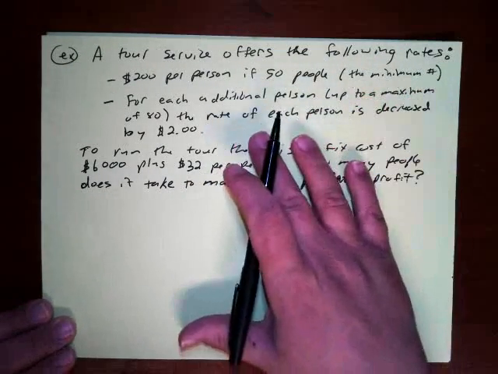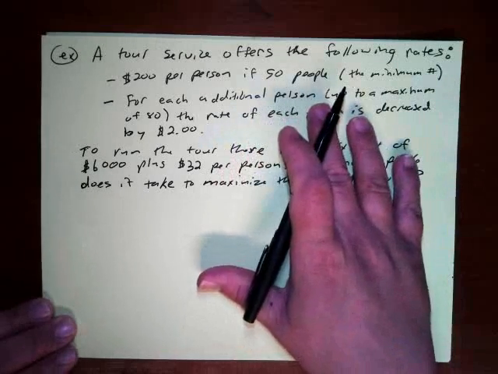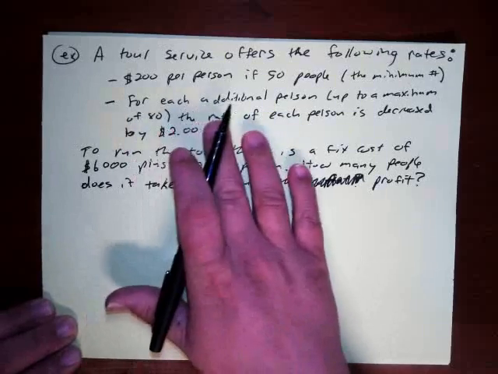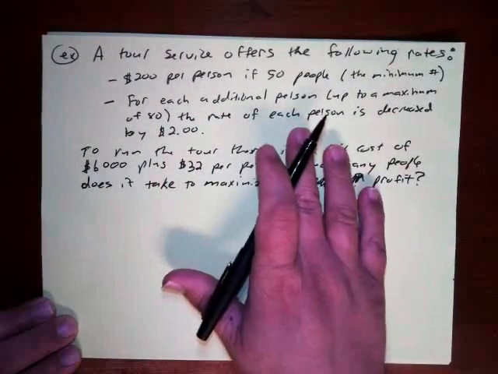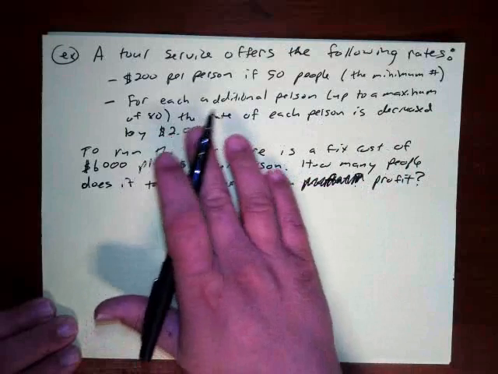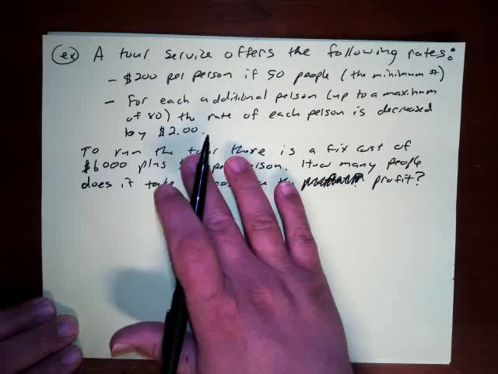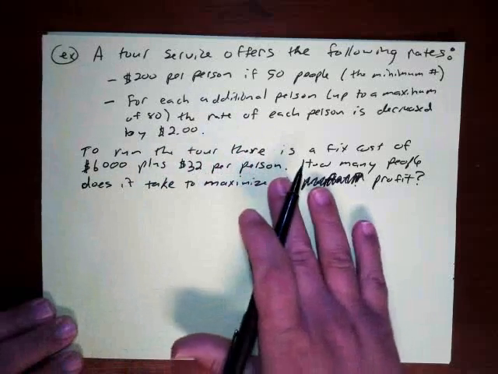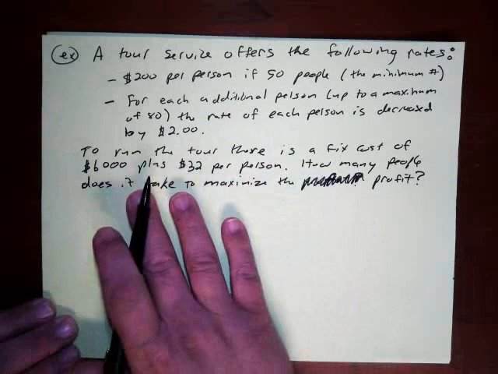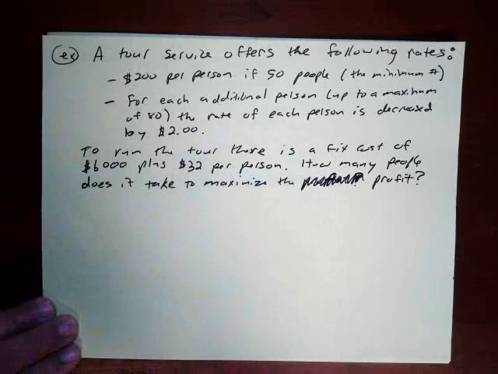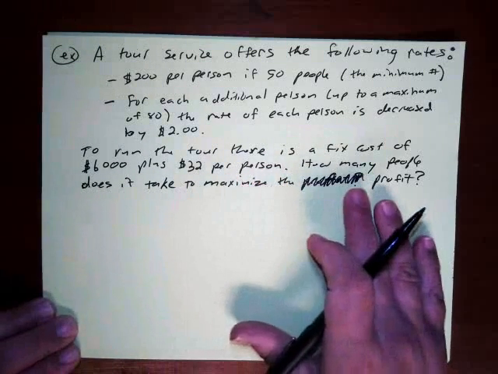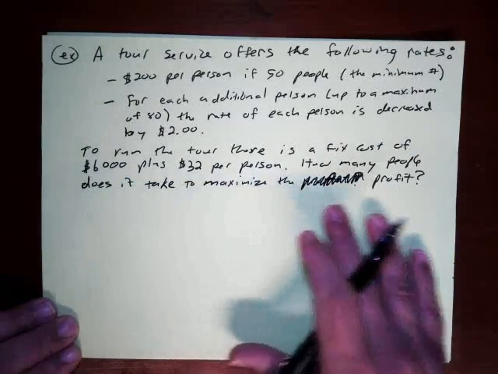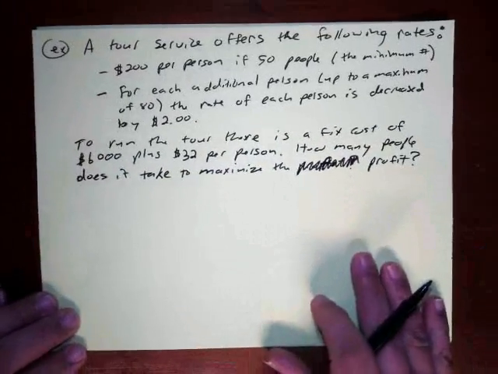Now if they have more than 50 people, they get a reduction on the price. So for each additional person up to a maximum of 80 people, the rate for each person is decreased by $2. Okay. Now to run the tour, there's a fixed cost of $6,000 plus $32 per person. So basically this wants to know how many people it takes to maximize the profit that they would make.